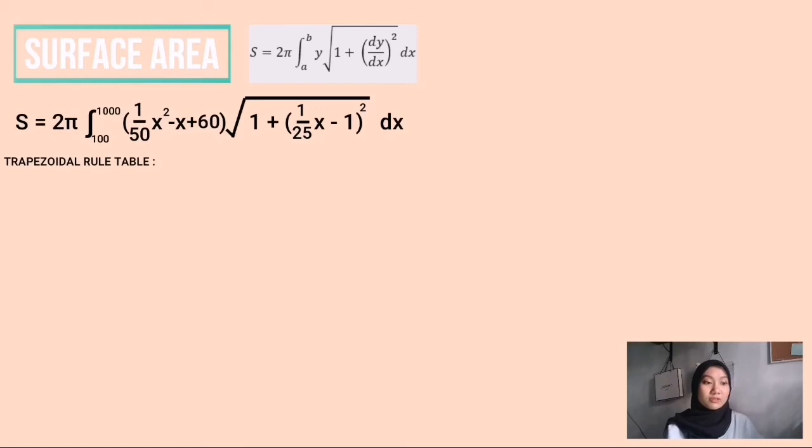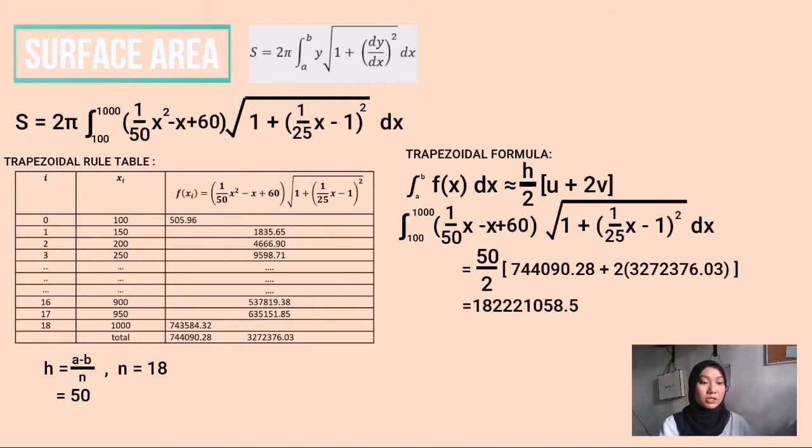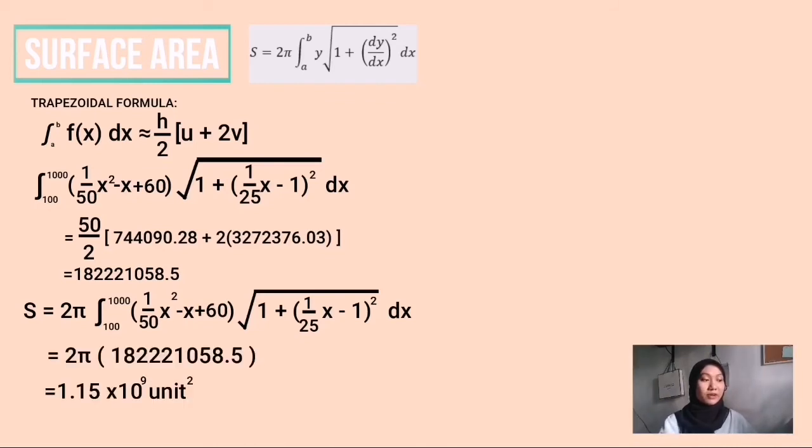We fill in all the values in the table. Then we continue with the trapezoidal formula, which is h over 2 times (u plus 2v). So we replace the values from the table, take the total, and the final answer is 1.15 times 10 to the power of 9 units squared.